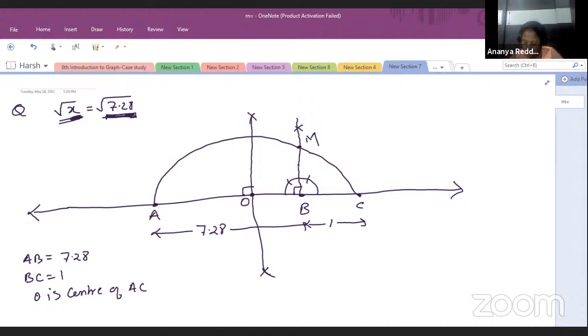Still, there I got it. After that I'm a little confused, sir. So under root 7.28 will be which length? Which length will be under root 7.28? From O to M, O to M, I think, sir.